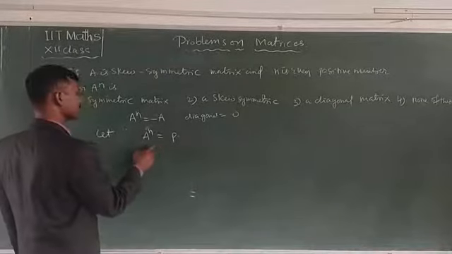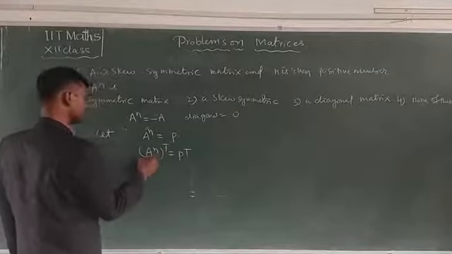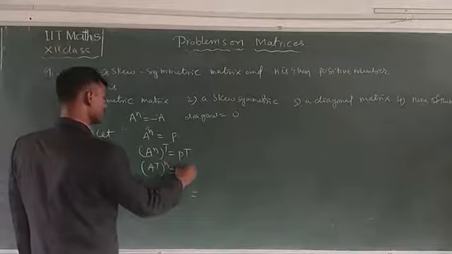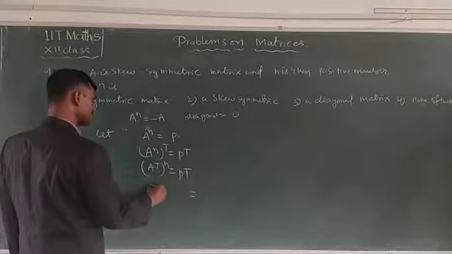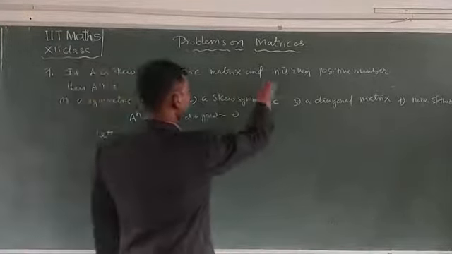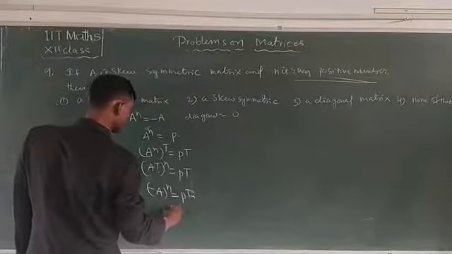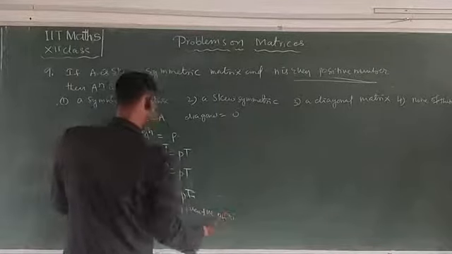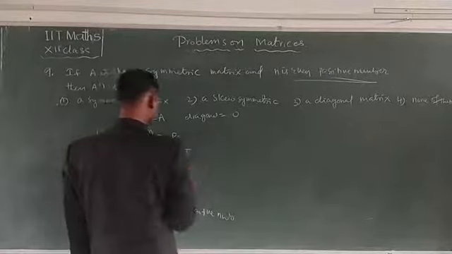Now on both sides you have to take transpose. A power n whole transpose is equal to P transpose. Now this is written as A transpose whole power n is equal to P transpose. Now A transpose is equal to what? Minus A. Then minus A power n is equal to P transpose. But here n is an even positive number. Then even positive means you can take 2, so this is a square. A square means it is positive.